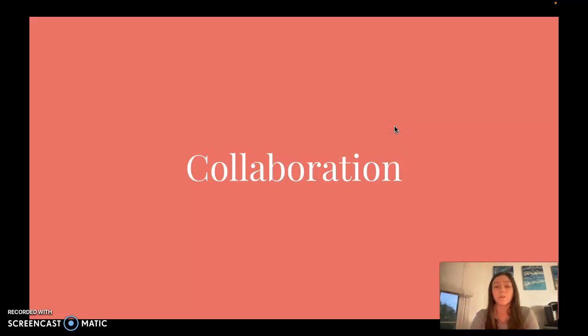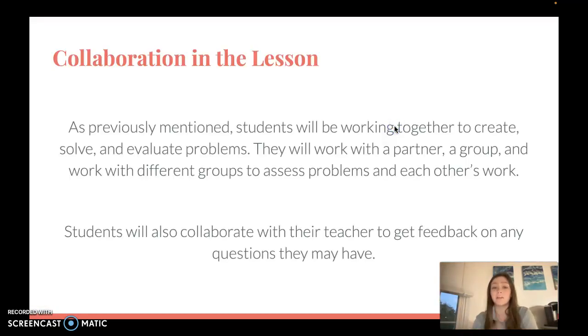So collaboration, we've also talked about this a little bit. Collaboration will be done working in groups. They're going to be working with a partner during the guided practice, and they're going to be working with a group of partners during the collaborative learning stage. They'll be able to assess and create problems and solve problems and look at each other's work.